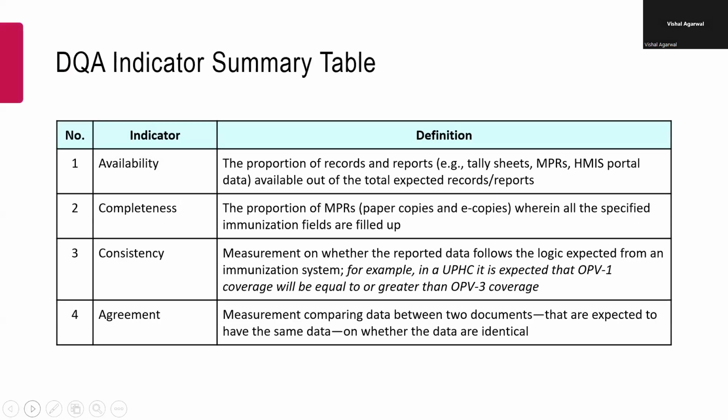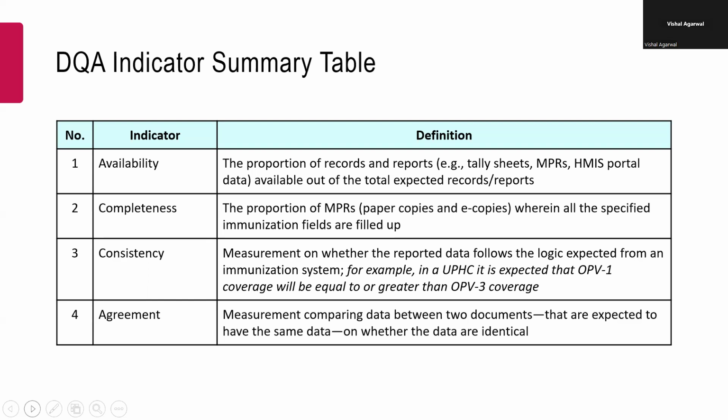So these are the 4 key indicators we have discussed: availability, completeness, consistency, and agreement. Availability means the proportion of records and reports available out of the total number of expected records and reports. For example, if a health worker conducted 100 sessions in a particular study period, like from June to November, and the tally sheet is a basic record which should be used for each and every RI session, then out of 100 routine immunization sessions, how many tally sheets can we get from the health facility? That is the proportion of records and reports for the availability indicator.